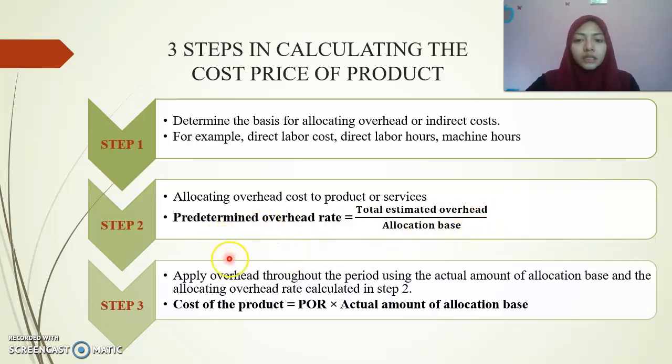Step 3. Apply overhead throughout the period using the actual amount of allocation base and the overhead rate calculated in step 2, by using this formula: cost of the product equals POR times the actual amount of allocation base.